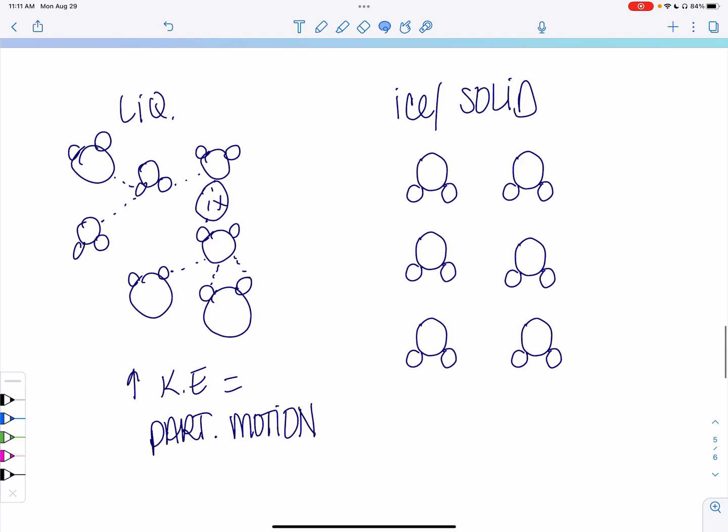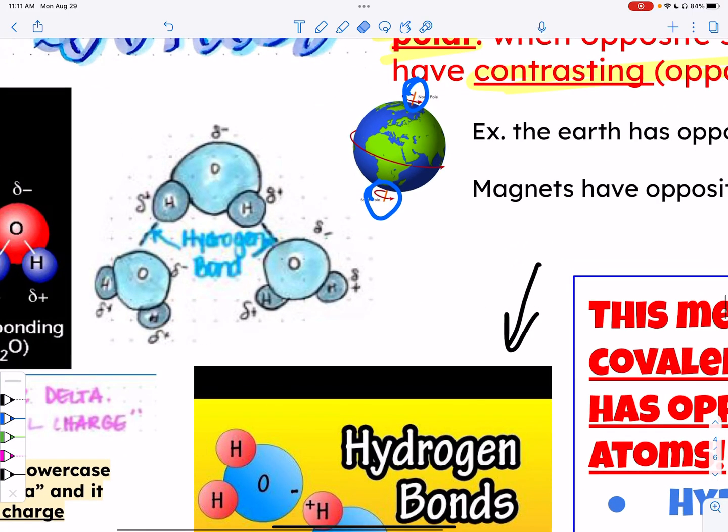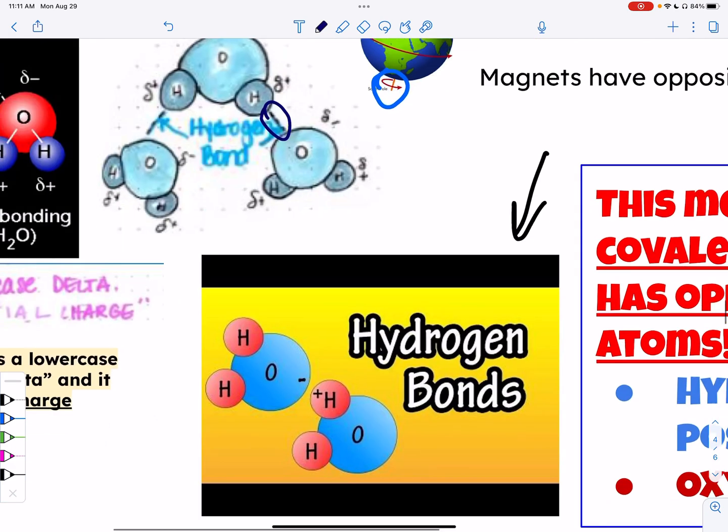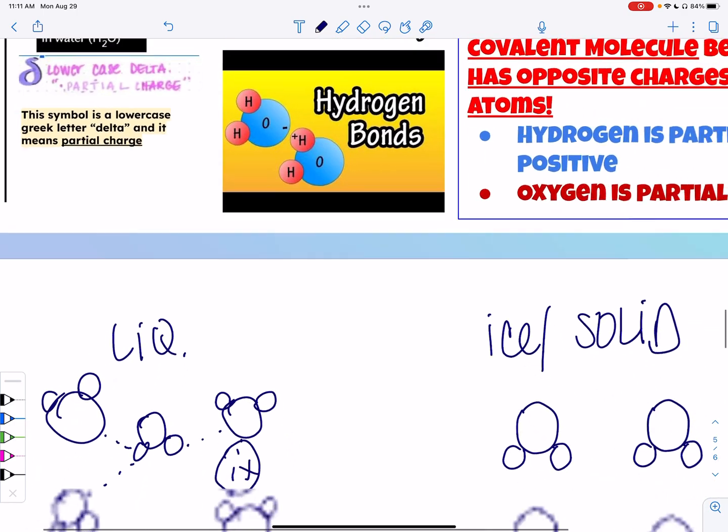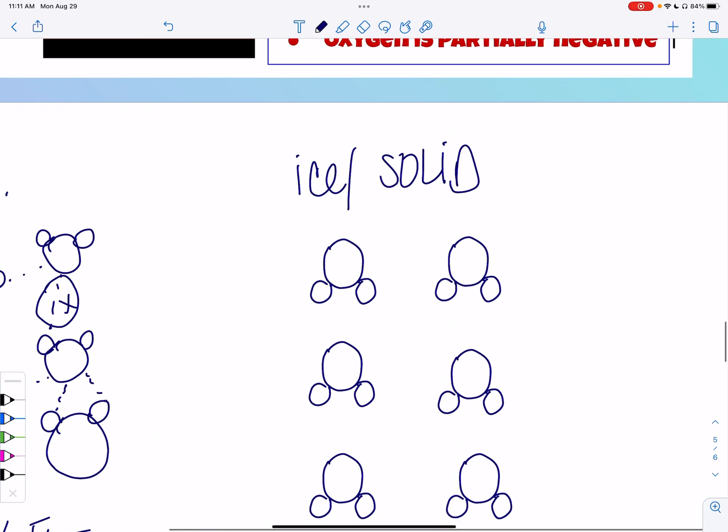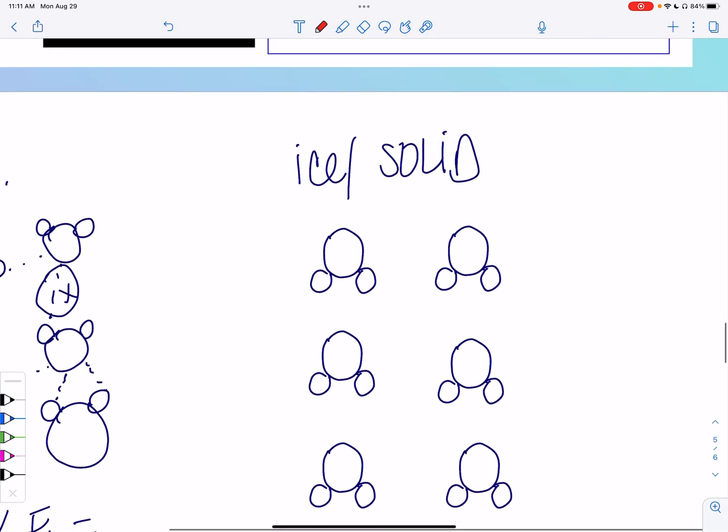In a liquid water molecule, these are weak bonds. They're able to break them. These bonds right here are able to be broken, and they do break them. And they're just constantly moving because they have a lot of kinetic energy being a liquid. But in a solid, they're going to fall into line.